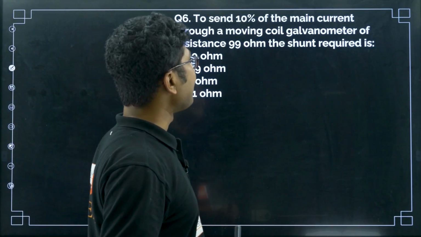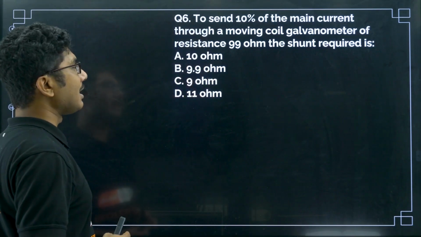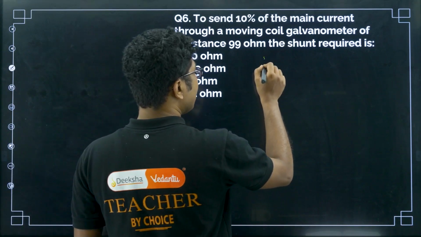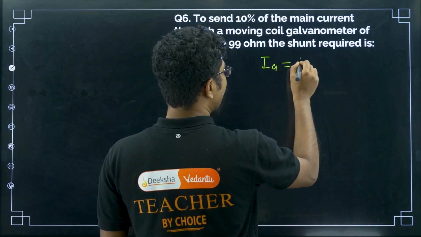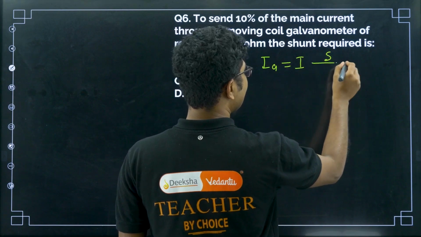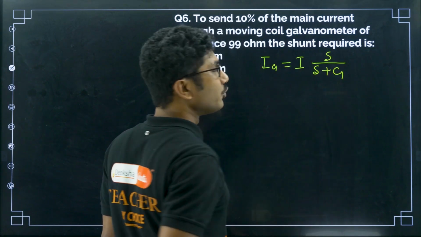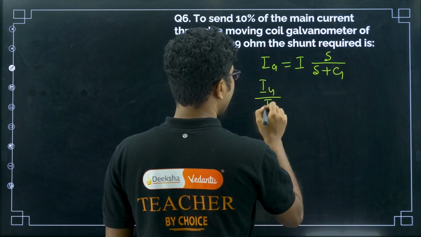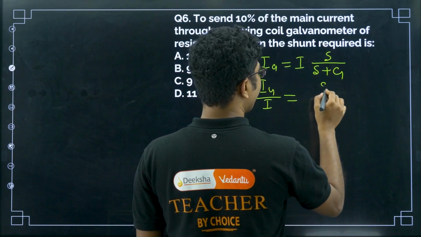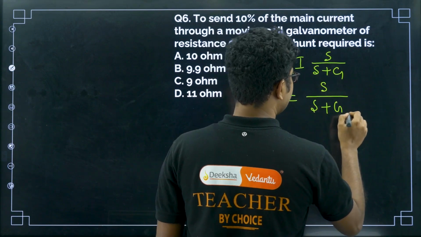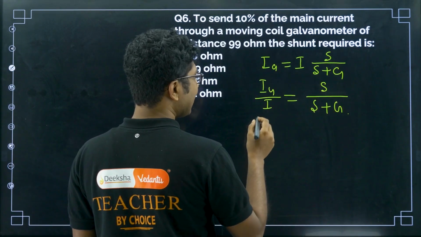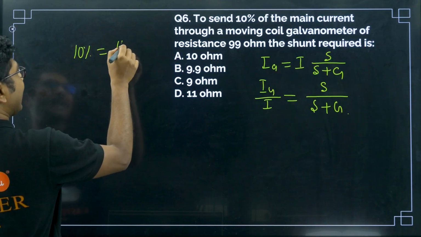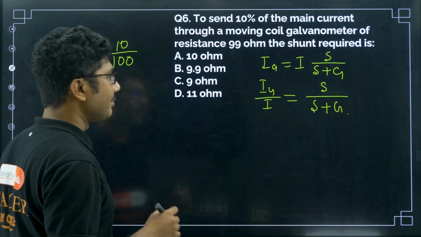Now, to send 10% of the main current through a moving coil galvanometer of resistance 99 ohm, the shunt required is to be found. We know that Ig is equal to I times S divided by S plus G. These formulas should be at your fingertips, so that you don't get stumbled on different values. So I by Ig is equal to S by S plus G. Now Ig by I is 10%. What is the meaning of 10%? 10% means 10 divided by 100.